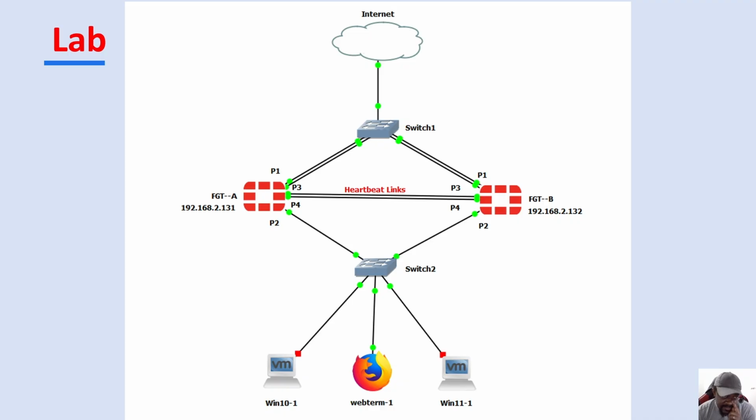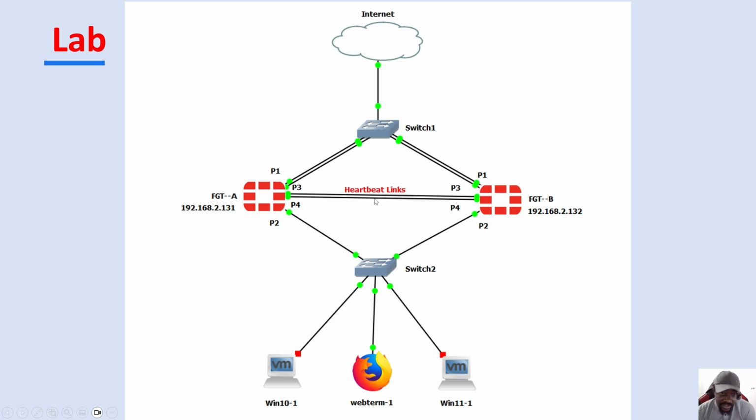So today in this video we are going to jump into our lab where we are going to deploy our FortiGate devices in HA mode. On our GNS3 we have these two FortiGate devices where we are going to configure port 1 and port 2 as monitored links, and port 3 and 4 as the heartbeat links. We are going to put these two FortiGate devices in an HA cluster. Then we'll create a DHCP server.